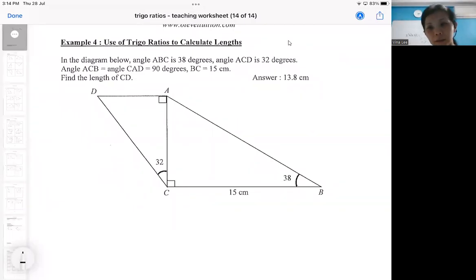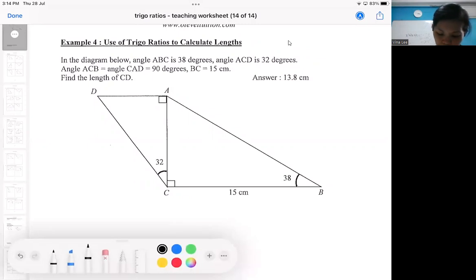So in the next example, we're going to see two connecting triangles, very much like what you have done in Pythagoras theorem. It's just that Pythagoras theorem focuses on finding length. So in two connected triangles, we can be finding length, we can be finding angles. But right now we're also focusing on length.